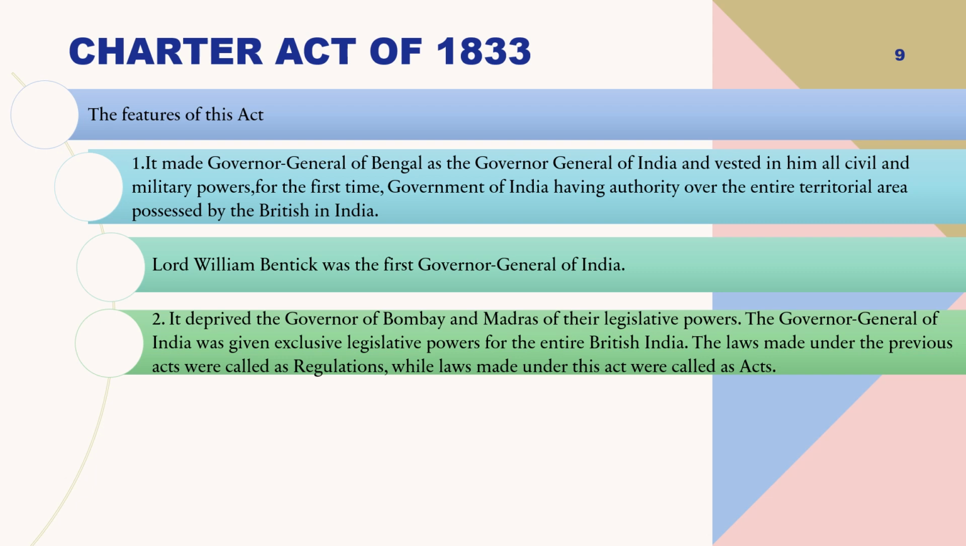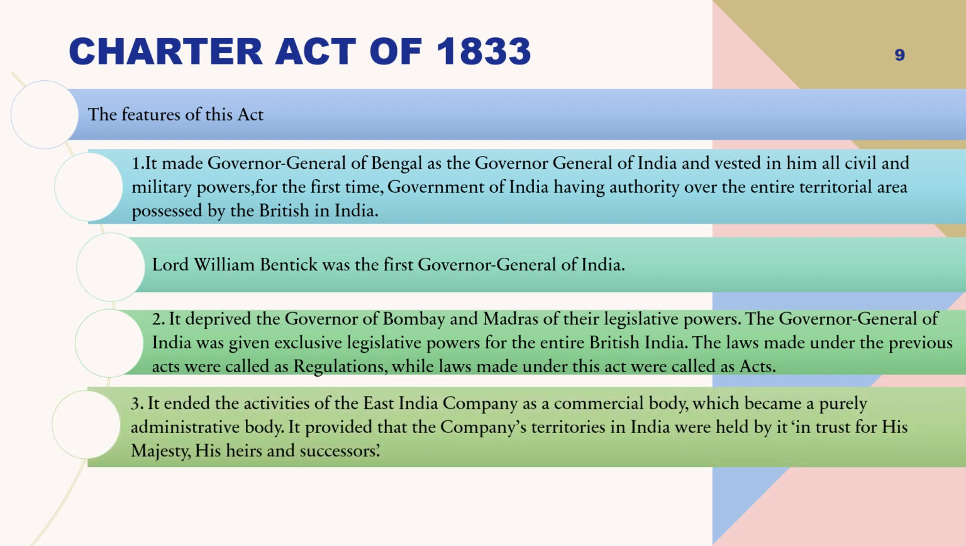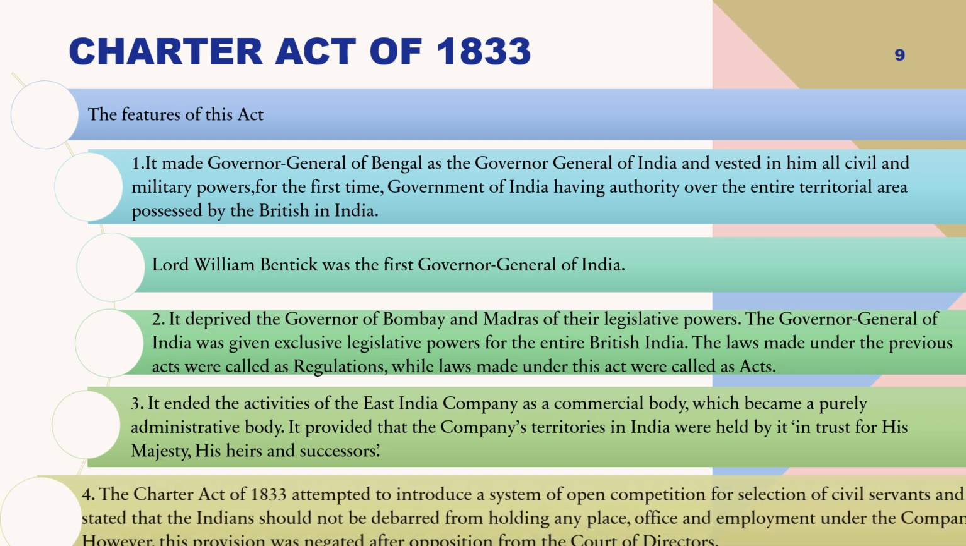The laws made under the previous acts were known as regulations. After this Charter Act of 1833, all the laws made were known as acts. It ended the activities of the East India Company as a commercial body, which became a purely administrative body.